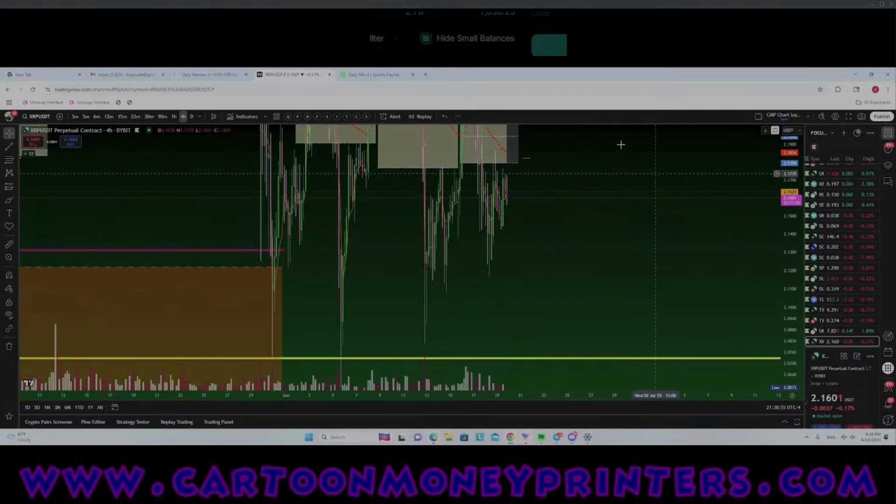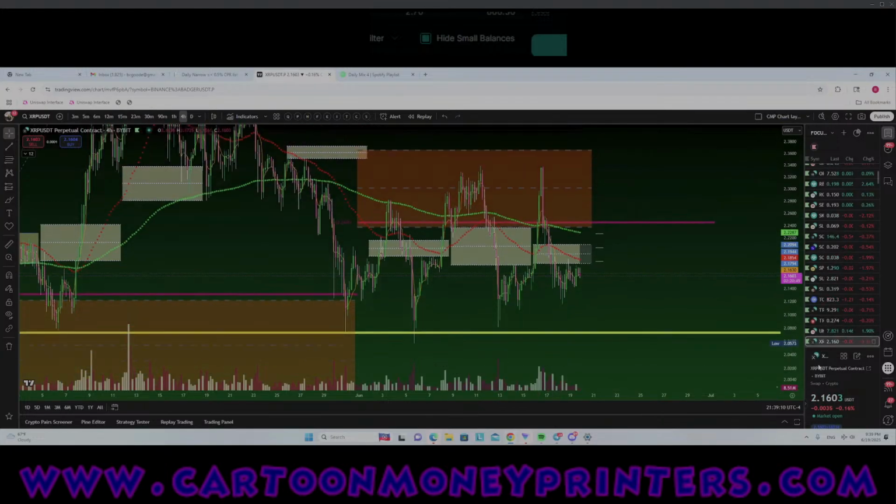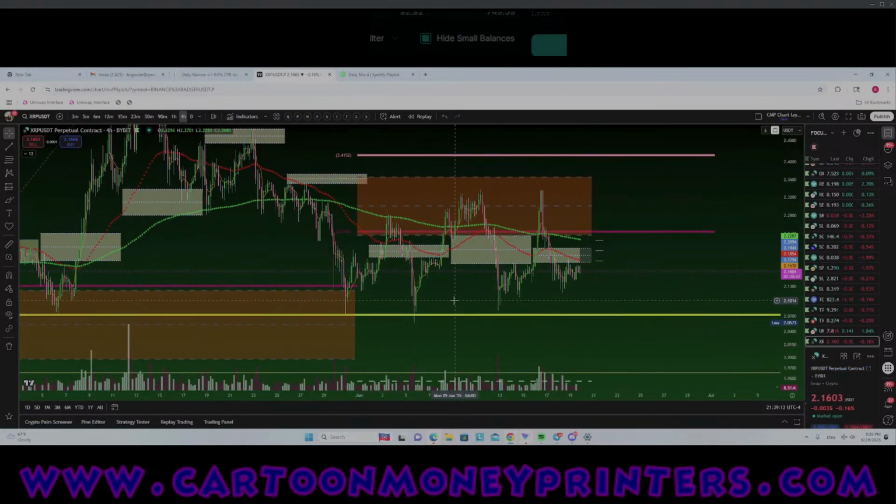All right, is this a stack? No, there's space in there, so this does not count. And I think I'm going to gravitate toward weeklies that are more narrow. This is super wide, saying it's just going to be sideways, and it certainly was sideways.